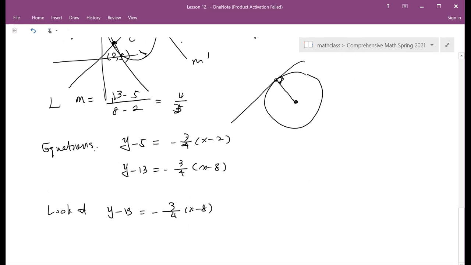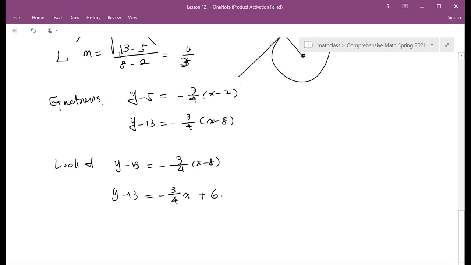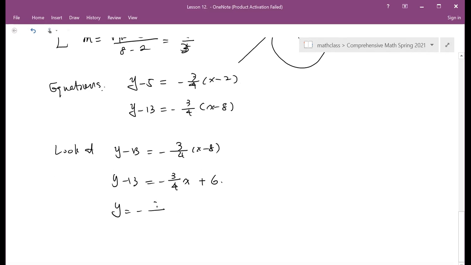Okay, let's understand more about this. So y minus 13, then you simplify, multiply this out, it will be 8, right? 3 over 4 times 8 will be 6, okay? Then you move 13 to the right-hand side. 13 plus 6 would be 19.